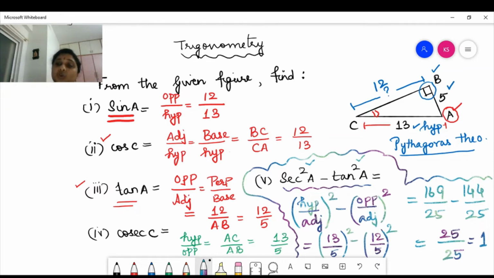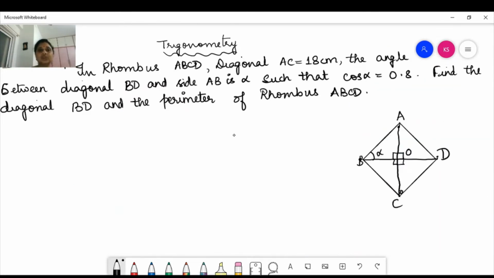So given these two measures of a right angle triangle, we were able to find the third measure. Not only that, we were able to find the trigonometric ratios of almost all the angles here, right? That was interesting, right? So we will solve one more problem. Let's move on to the next question.